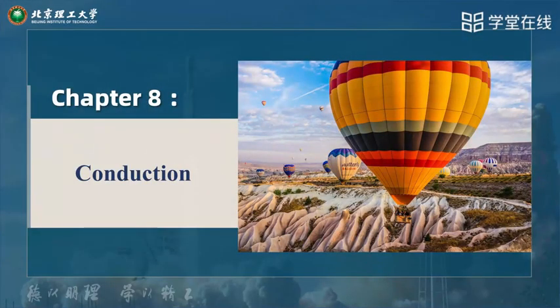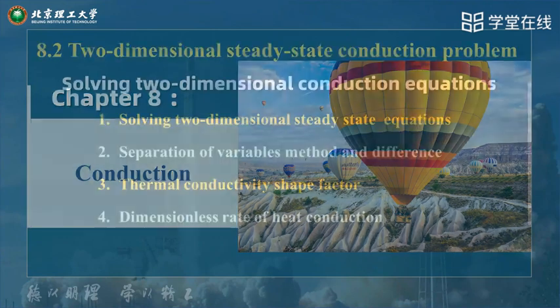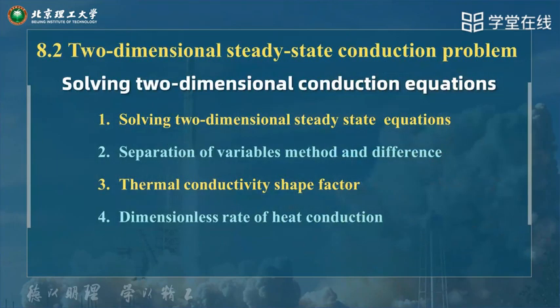Let's continue studying Chapter 8, Conduction. In this section, we give several typical examples. Section 8.2, two-dimensional steady-state conduction problem. This problem is very famous, very typical. Solving the two-dimensional steady-state equation is our objective.